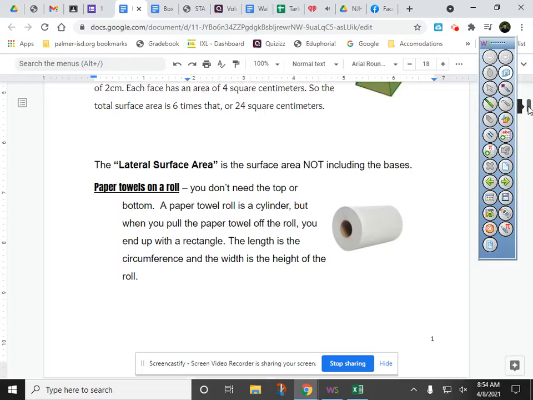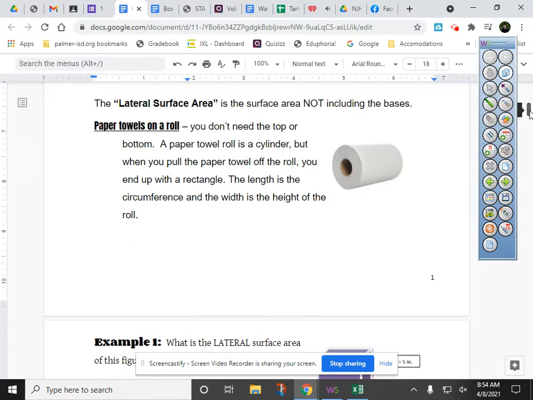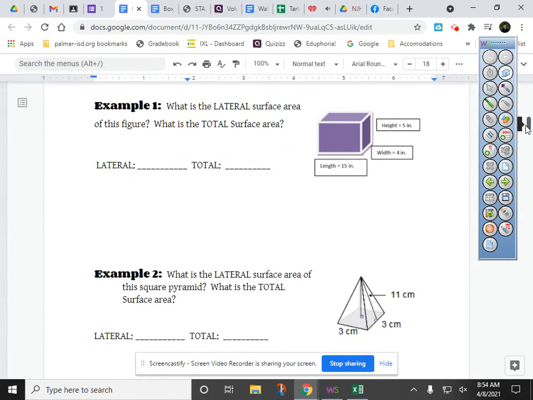Okay? Lateral surface area, even though we do not do cylinders in 7th grade, I feel like surface area is not including the bases. You can look at it like paper towels on a roll. The lateral would be the actual paper towel. You wouldn't find the area of the top or the bottom, the circle. Are you with me? So let's go on to page 2 and just get this party started.